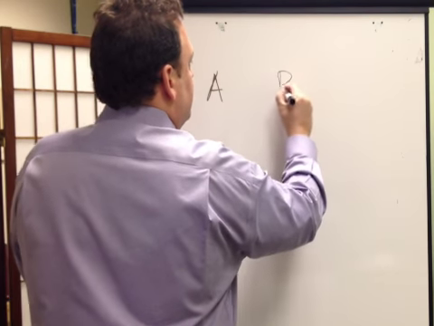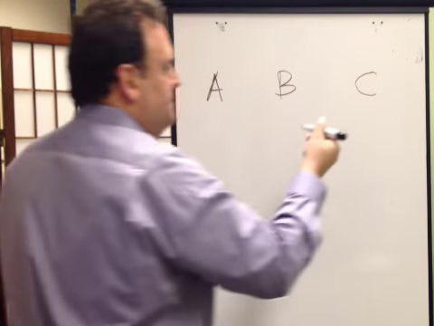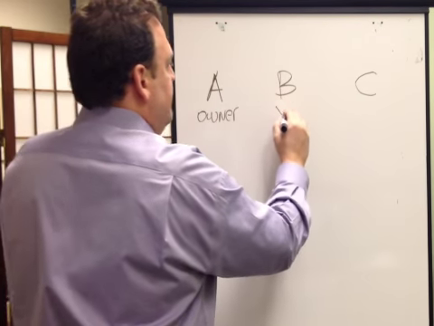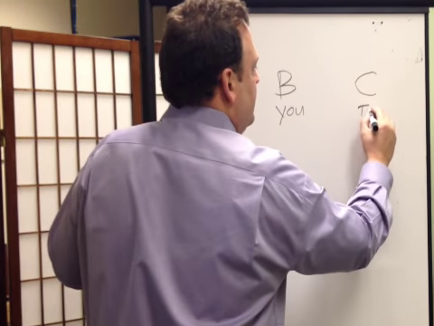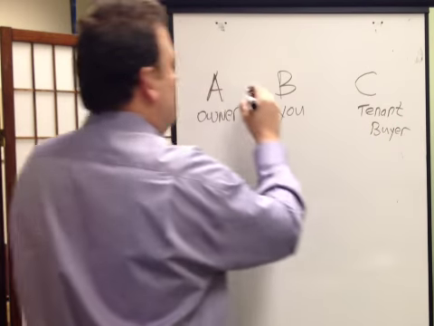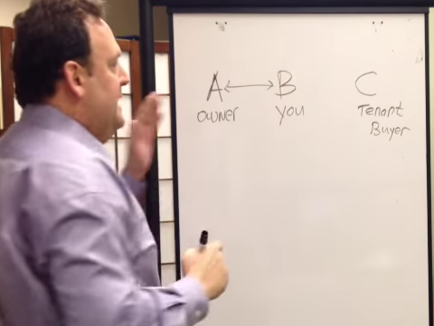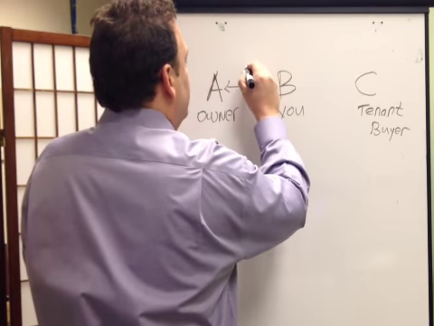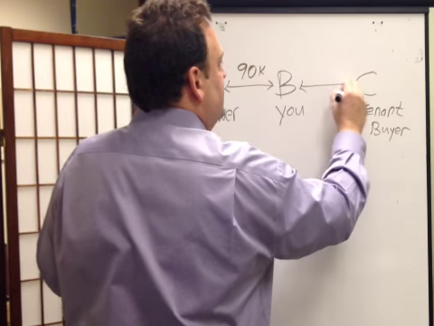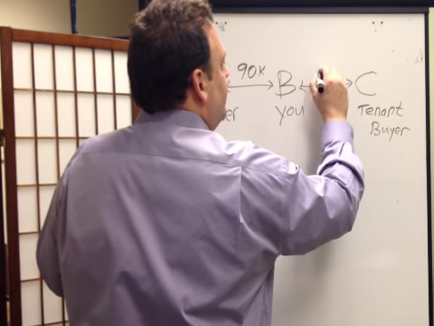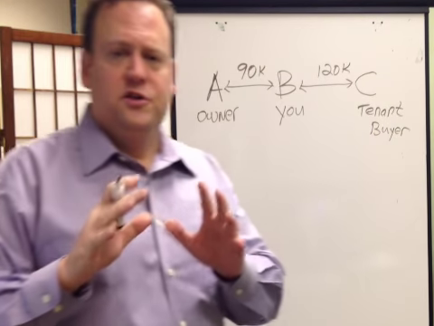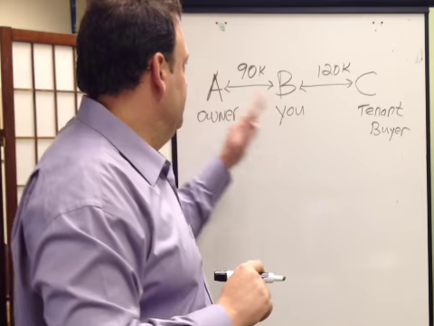A, B, and C. So what we have here is A is the owner of the property, B would be you, and C would be your tenant who's going to buy it from you. So you have an agreement, let's say, with A, that you have an option to buy it for, let's say, $90,000. And let's say you planned on reselling it to your tenant under an option agreement for, let's say, $120,000.